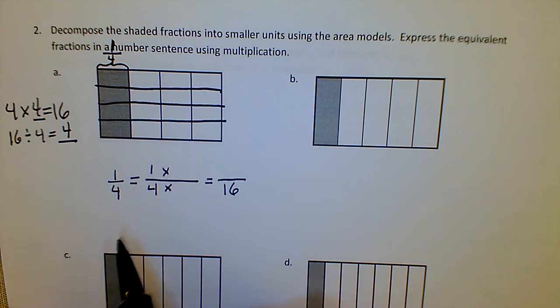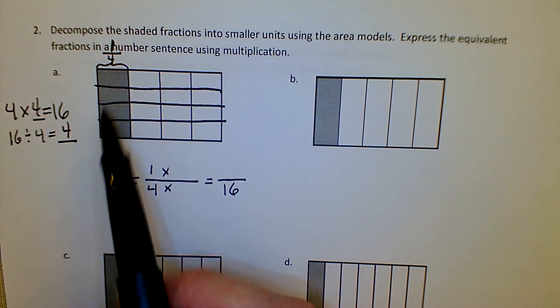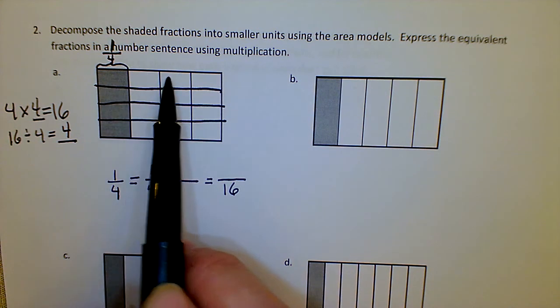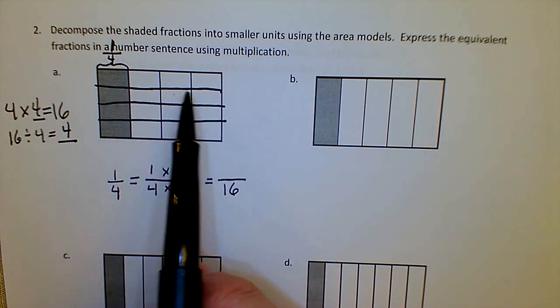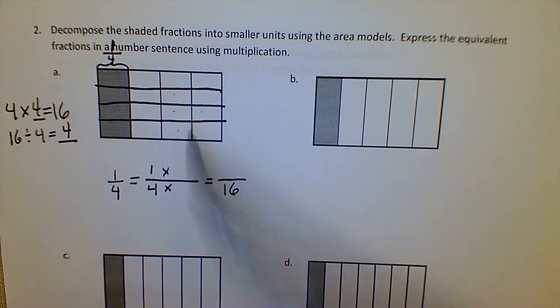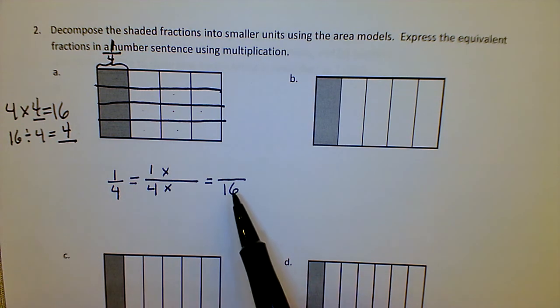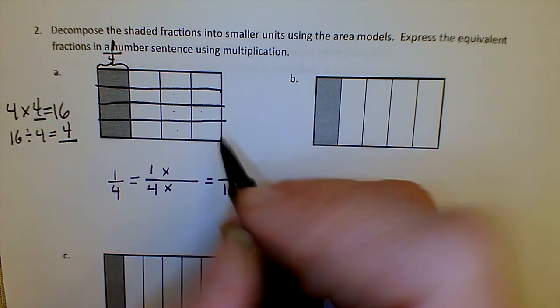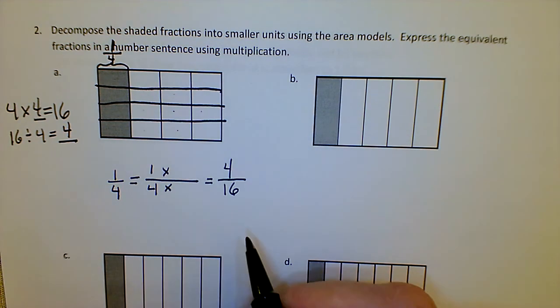So you can see I split them up, I cut them up. So now let's just double check that I did this correctly and see if I have 16 parts. 1, 2, 3, 4, 5, 6, 7, 8, 9, 10, 11, 12, 13, 14, 15, 16. I do. And let's see how many pieces I get. 1, 2, 3, 4. So my numerator is going to be 4.